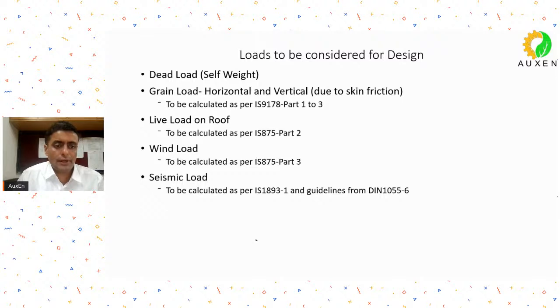Then you will consider the live load on roof. I have mentioned the code. Wind loads as per our standard IS 875 part 3. For seismic load, your IS 1893 does not have a very good criteria. So there's a European code actually, DIN 1055 part 6. You can refer to this for the seismic load calculations, because IS 1893 does not have sufficient provisions.